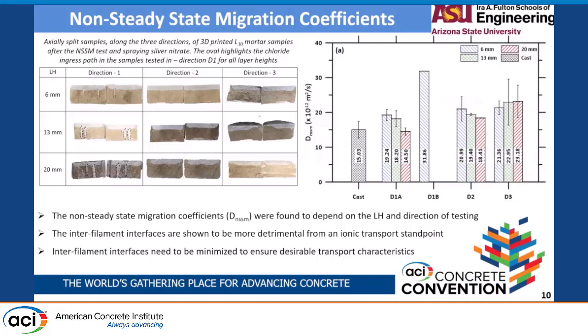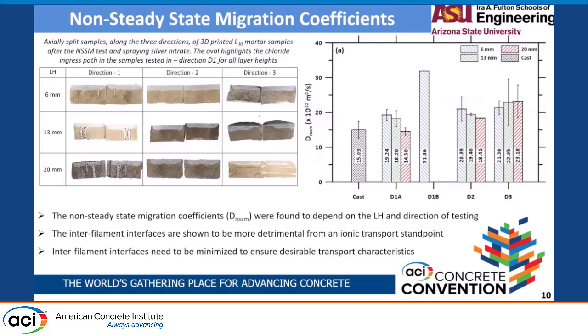This is because the interfaces which the ions have to encounter are now spaced at a larger distance from each other, because of the increase in layer height. But in the D3 direction, the interfaces which are perpendicular to the ion transport remain unchanged, because the layer width was similar for all the samples.